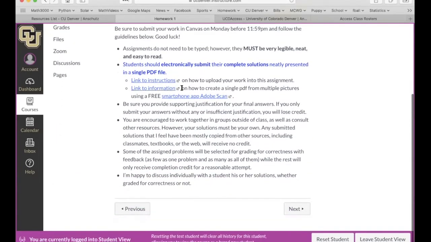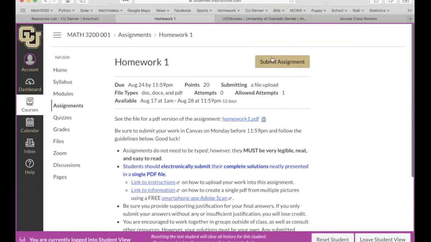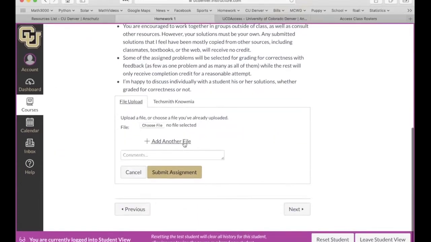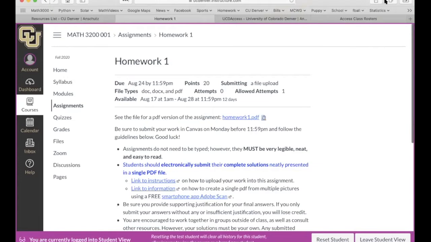And down here, there are instructions like, you're definitely allowed to work with other people, but just make sure that the work you submit is your own. And in order to submit your work, you would just click this submit assignment button, and then it's going to ask you to upload a file. So you would upload your PDF file, click submit, and that's it. Any questions about that?